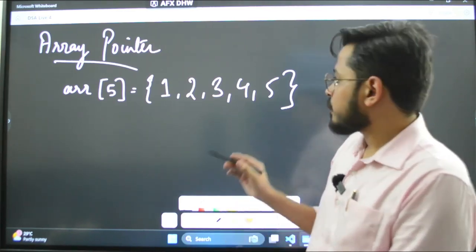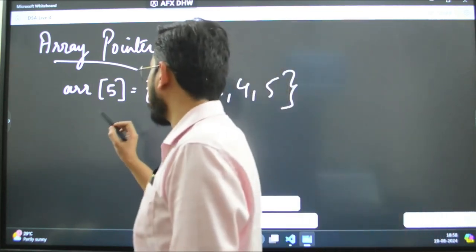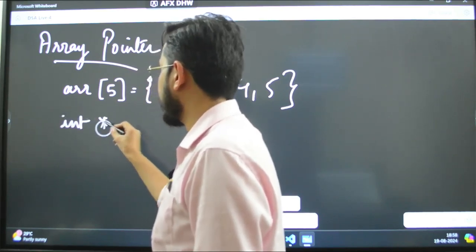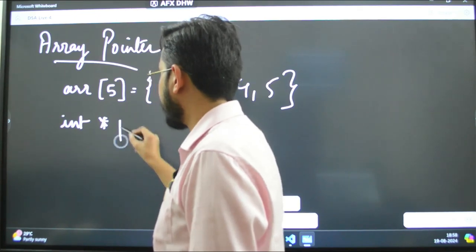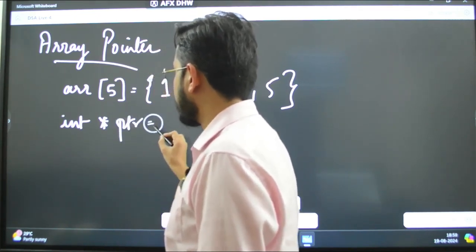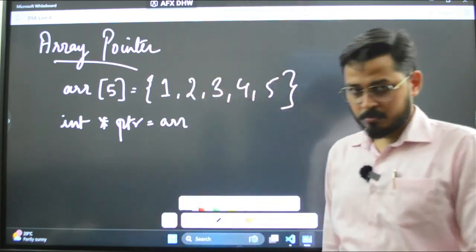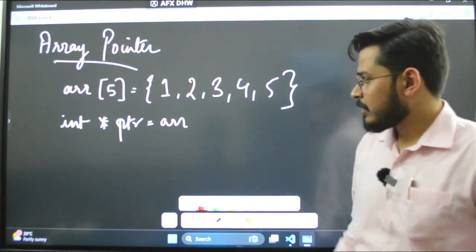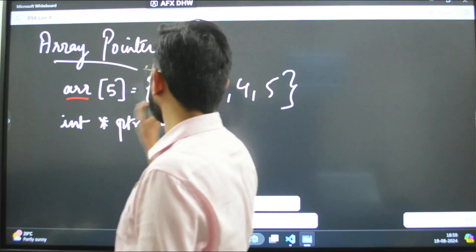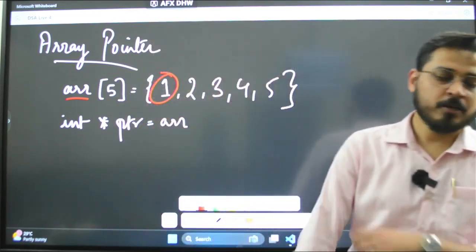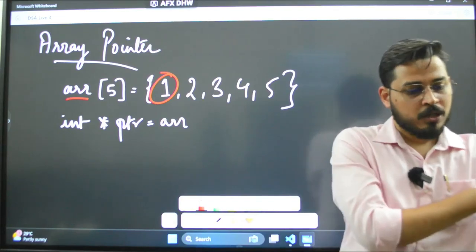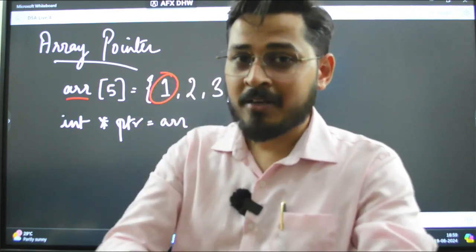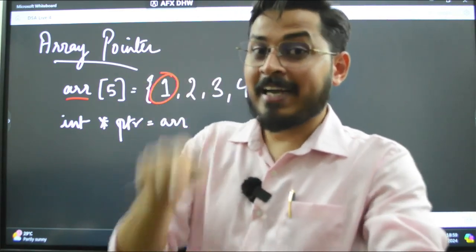And in this case, what I am doing is, I created a pointer, int star PTR equals to ARR. Fact number 1. The array name itself is a pointer to the first element of the array. Okay, fact number 1. The array name itself is the pointer to the first element inside that own array.